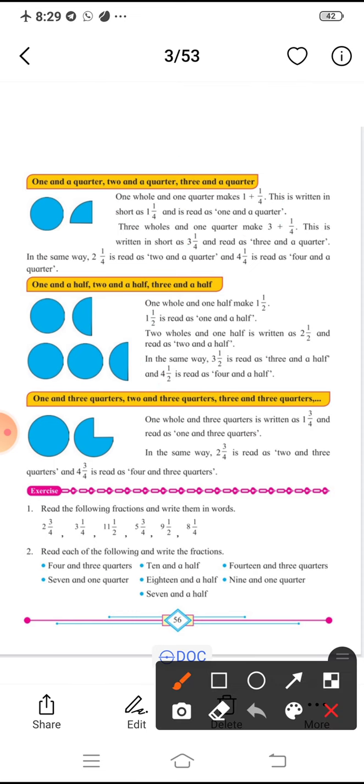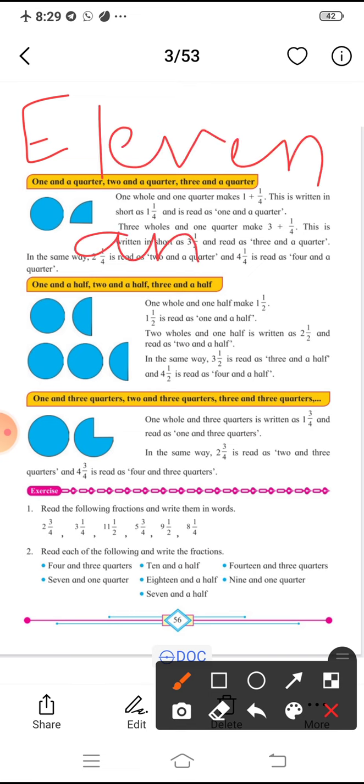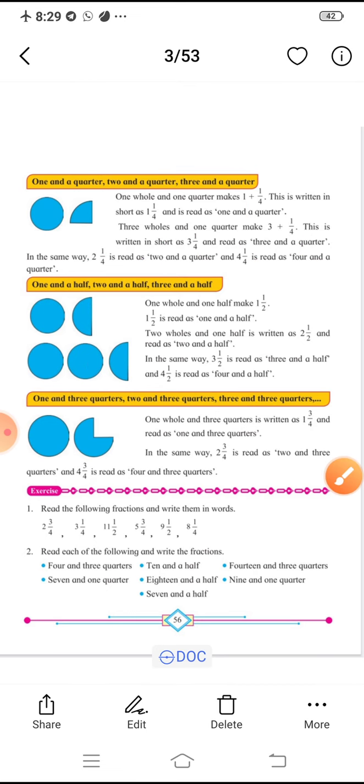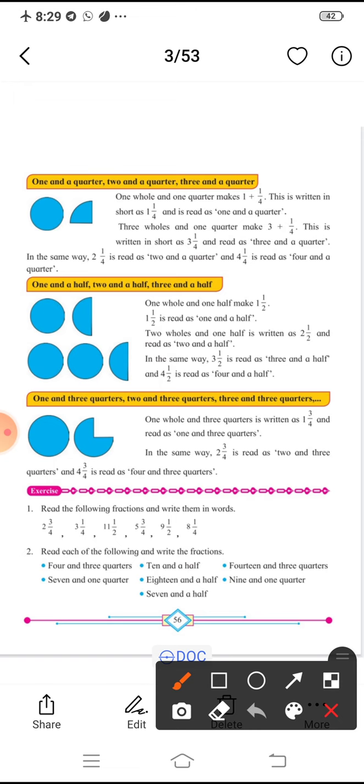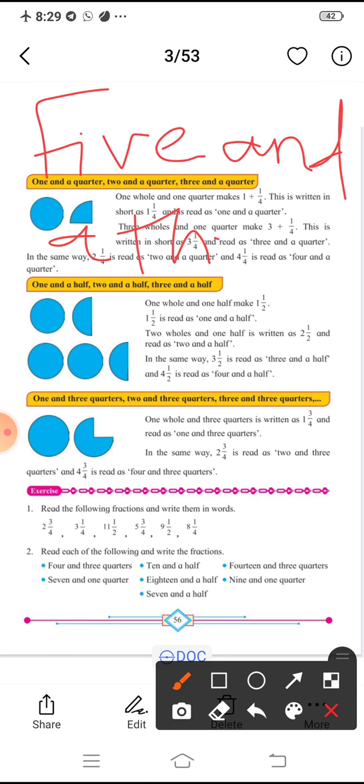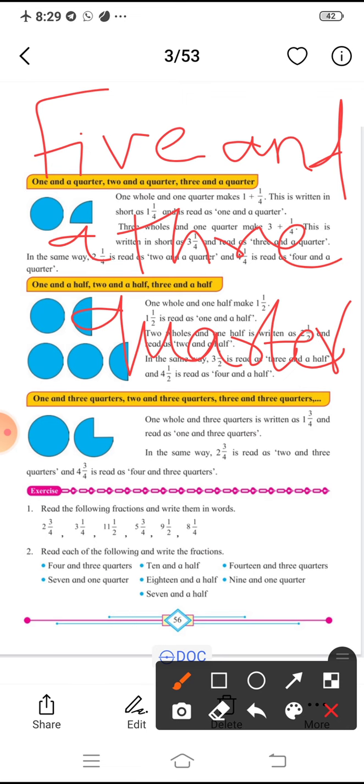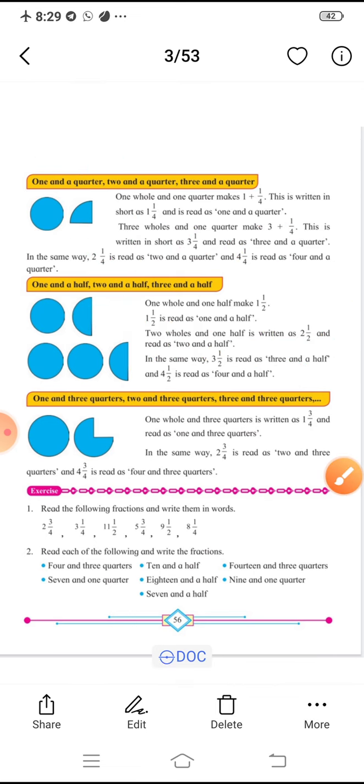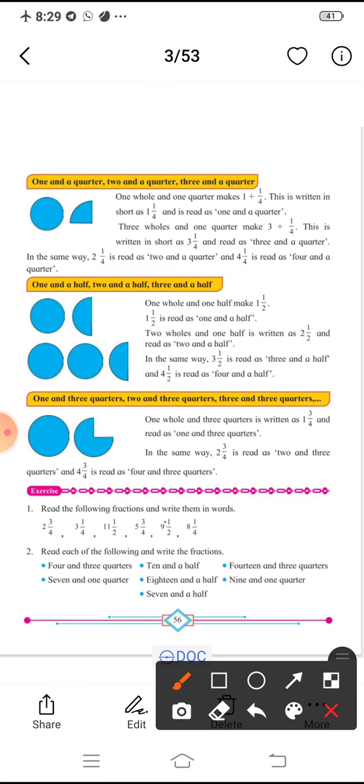Understood? Now the third one is 1 upon 2, which is half. So 11 and a half. We have to write in words, na? Okay. Now the next one is 3 upon 4, which is 3 quarter. So 5 and 3 quarter. Understood how to write it? Next one is 9 and a half, and next one is 8 and a quarter.